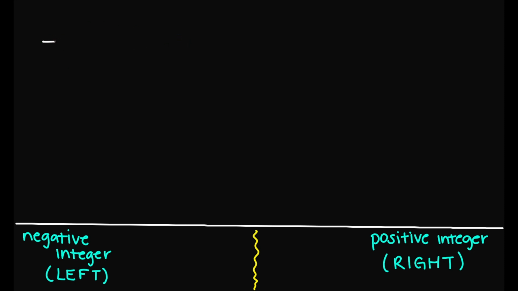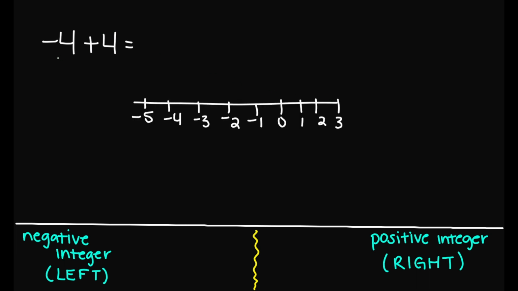Let's look at this example, -4 plus 4. All right, first we're going to pinpoint our -4. So my -4 is right here on the number line. And because I am adding a positive integer, then I know I need to move to the right 4. So we have -4. We're going to go 1, 2, 3, 4, and it puts us right here at our 0. So -4 plus 4 is going to equal 0.